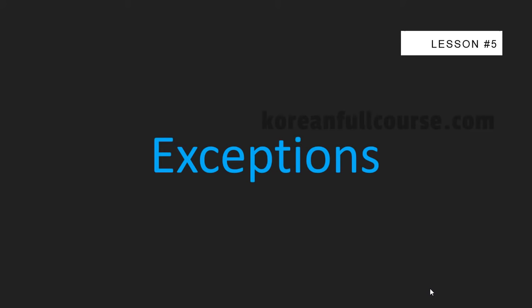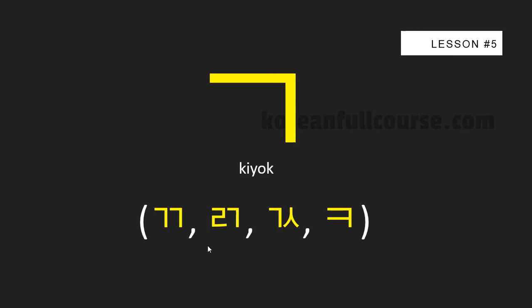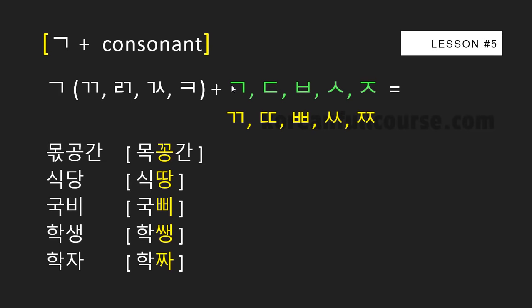Now let's get back to the previous topic and talk about exceptions to the general rules. The first letter is 기역, in all patchims that produce the same or a similar sound as ㄱ. When 기역 is followed by one of these 5 consonants, they should be read as follows. Here are a few examples. 먹고, 공간, 식당, 국비, 학생, 학자.